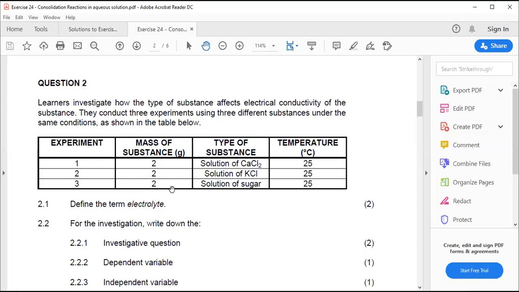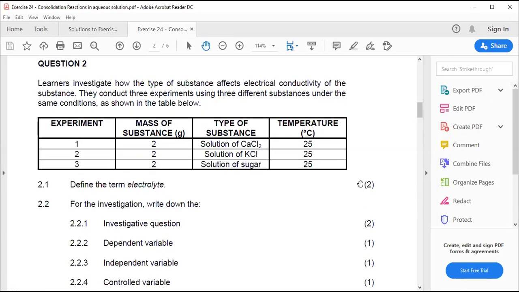You've got the mass of substance for each experiment was the same, 2 grams. Then the type of substance, for the first one there, you've got your calcium chloride, the temperature 25. The next one, solution of potassium chloride, you've got also temperature 25 degrees Celsius. You've got a solution of sugar, 25 degrees Celsius. Then the first question says, define the term electrolyte for 2 marks.